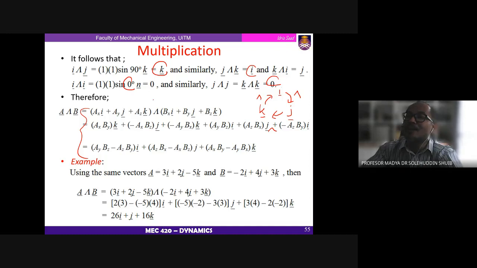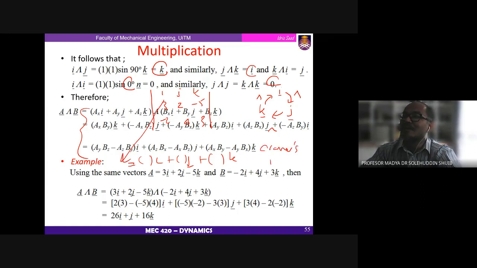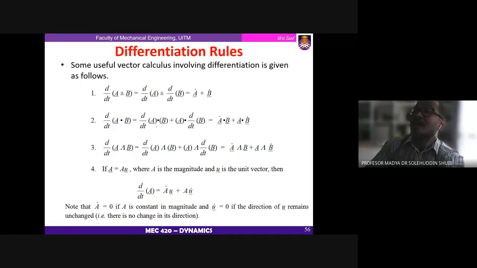And this is an example of how to use the values. What I'm going to do is put i, j, and k, and put the values 3, 2, and minus 5, and then minus 2, 4, and 3. So you solve i, you solve j, and then you solve k. This one you can get using Cramer's rule. Cramer's rule, it's much easier.